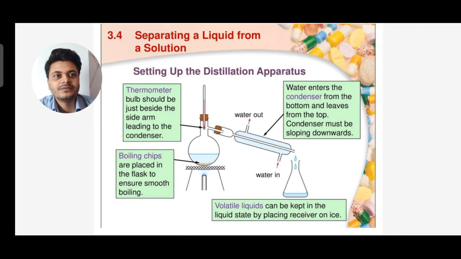You can see the setting up of the distillation apparatus. First, the thermometer is placed in the round bottom flask. The thermometer bulb should be just beside the side arm leading to the condenser. Next are the boiling chips, which are placed in the flask to ensure smooth boiling.